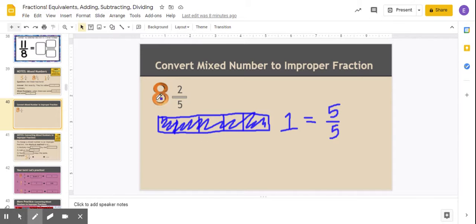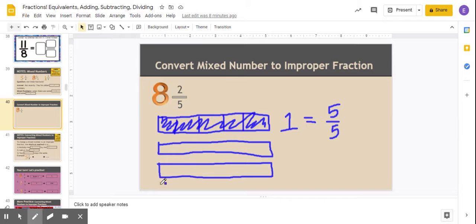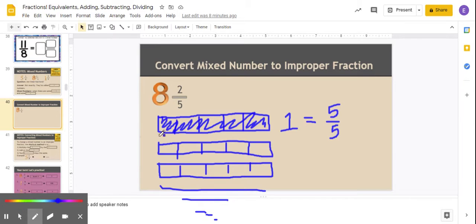Okay, so this big number here, this 8, tells us that we are going to do that 8 times. 1, 2, 3, okay, 4, 5, 6, 7, 8. So we can pretend that we do that with all of them, just to conserve my ability for drawing here. We're going to go ahead and make these. Okay, so we color them in.